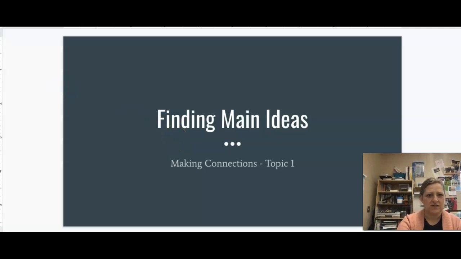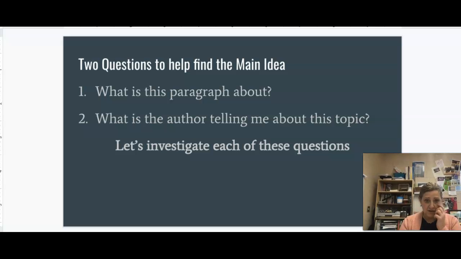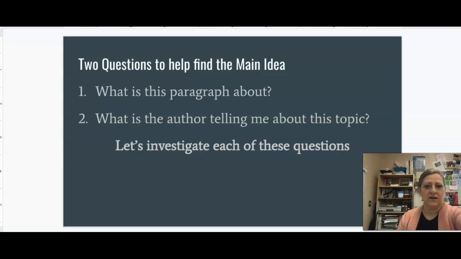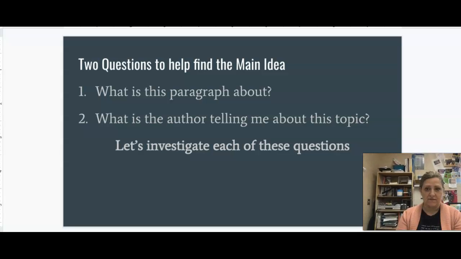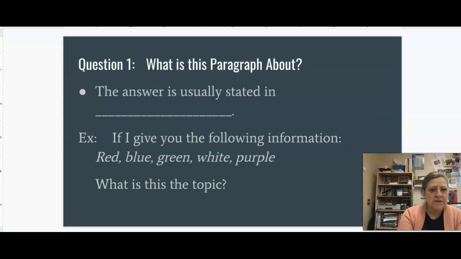So first thing, whenever you're trying to find the main idea, you are going to be looking for two different questions. And the two questions that are going to help you find the main idea. First of all, what is this paragraph about? And what is the author trying to tell me about the topic? What is it about? What's the author trying to tell me? Those are the things that you are going to constantly be asking yourself, those two questions. So let's look.